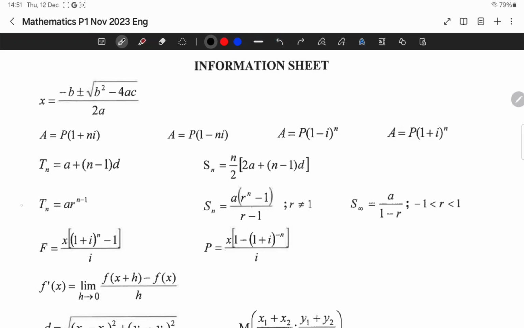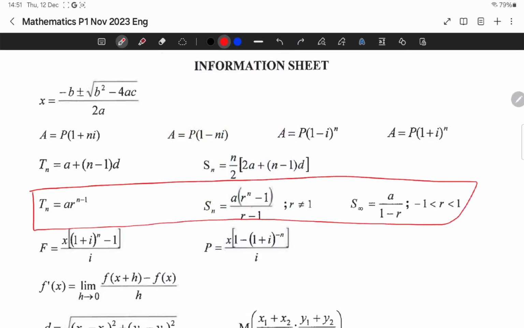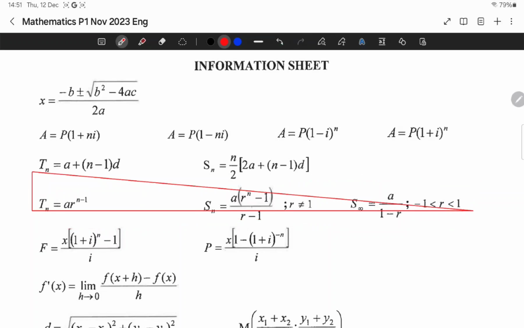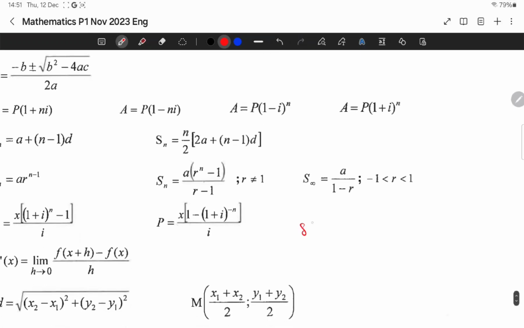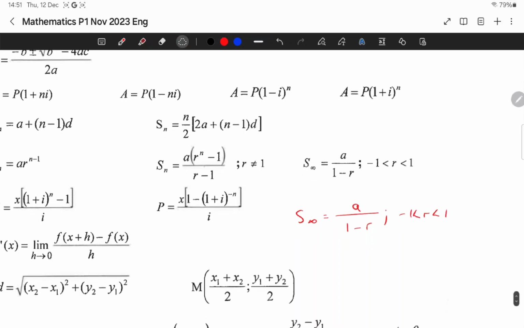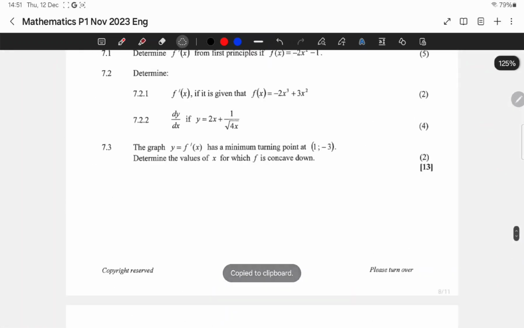So the formulas that we want to look at are these formulas right here. Let me do this in red. These are the formulas that we want to be looking at. For now, the formula that I want to copy down is this one. The sum to infinity is equal to the first term over 1 minus the common ratio, where the absolute value of the common ratio is less than 1. That's what we're looking for. Let's just copy that.